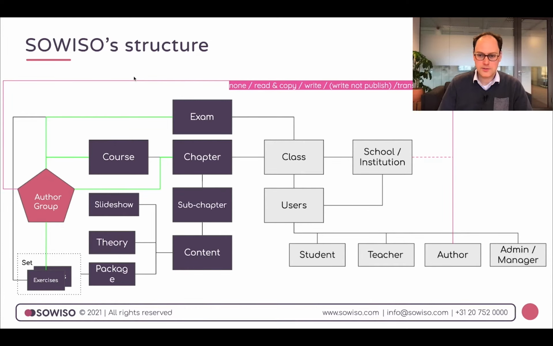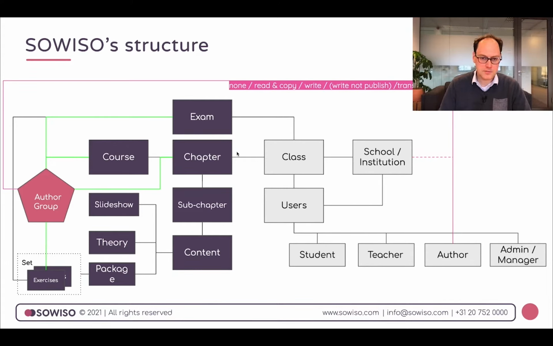The way the Sowiso content or system is structured is displayed in this diagram. On the right hand side you see the world of the users, and on the left hand side you see the world of the content. Users can have different roles like student, teacher, author or admin. They are collected in a class, and a class is attached to a school. Then the teacher decides on class level what chapters are available in his class.